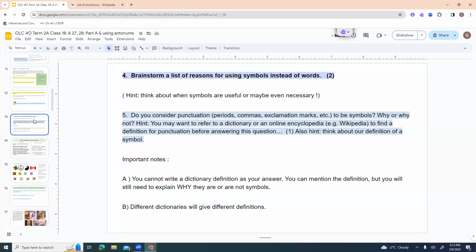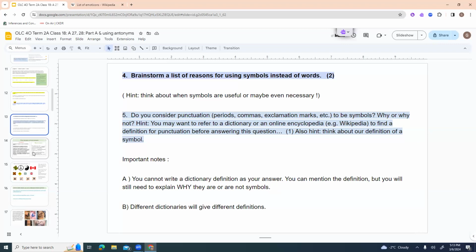Important notes. You cannot just write a dictionary definition as your answer. You can mention the definition, but then I would need you to explain why. Like I can say, the dictionary says that punctuation is this, and here's why I think that they are or are not symbols. Also, different dictionaries might give you different definitions. I've looked this up in different dictionaries and I might get very different answers. So I'm pretty lenient about this, but you have to be able to explain why you think it.